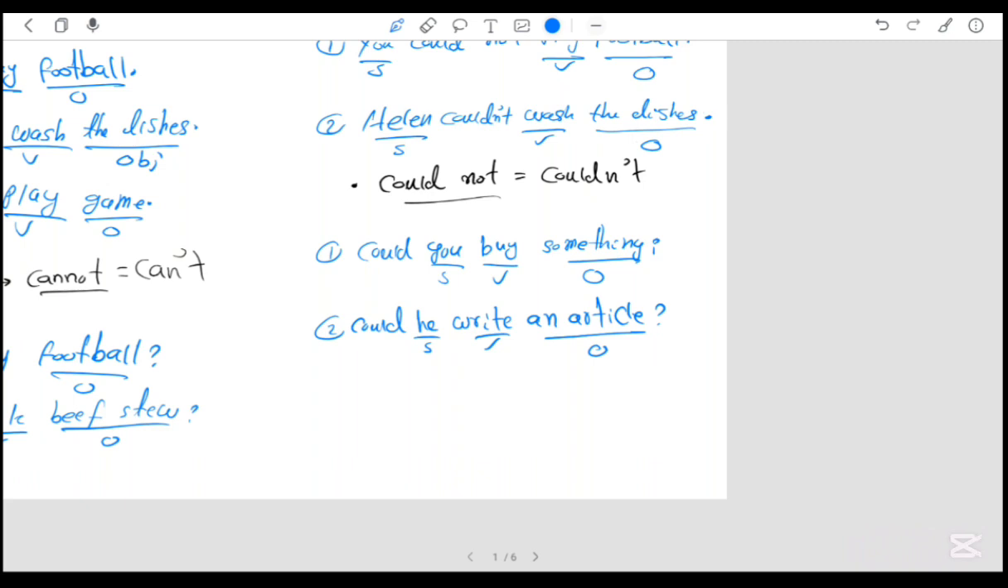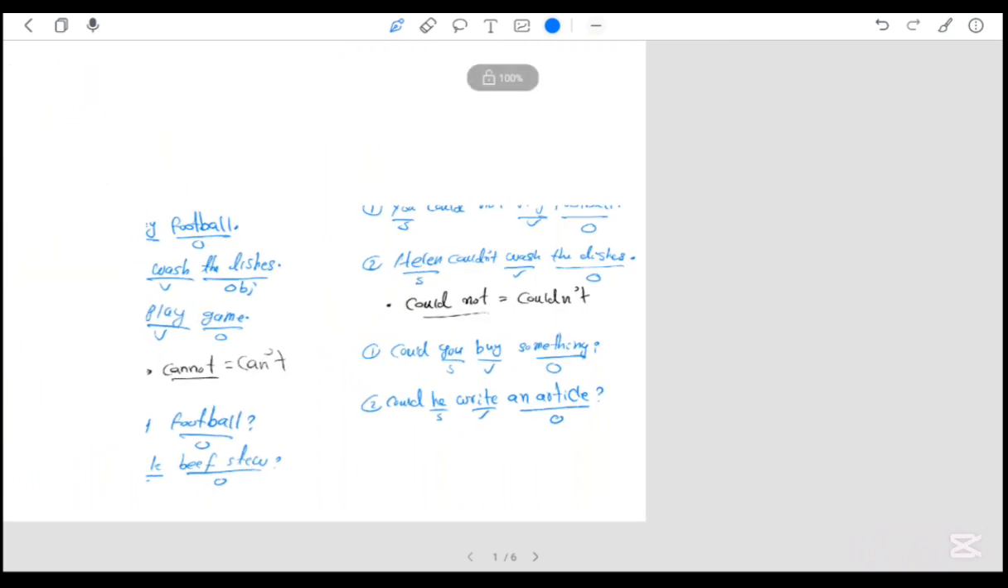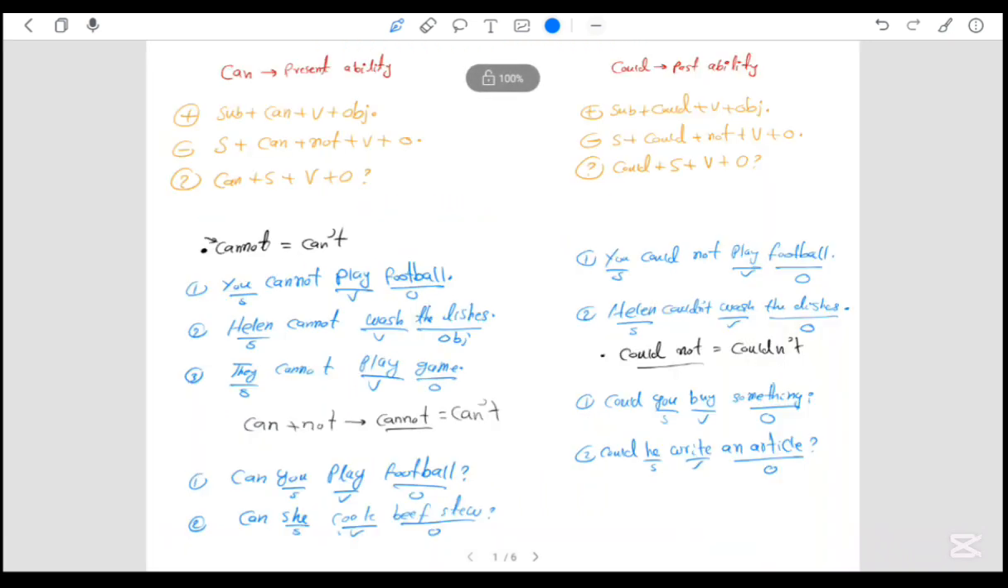Okay, so this is about could. So this is our today's lesson. We talked about three structures of can and could, how you can say a positive, negative, and a question using can, how you can write a sentence.